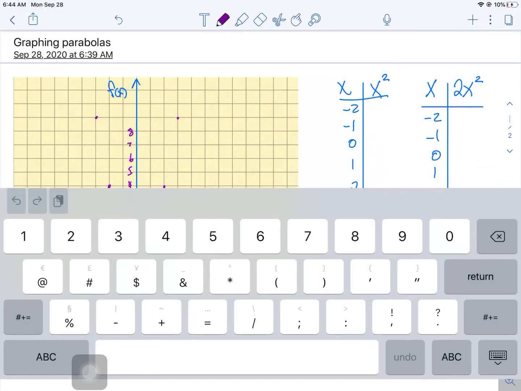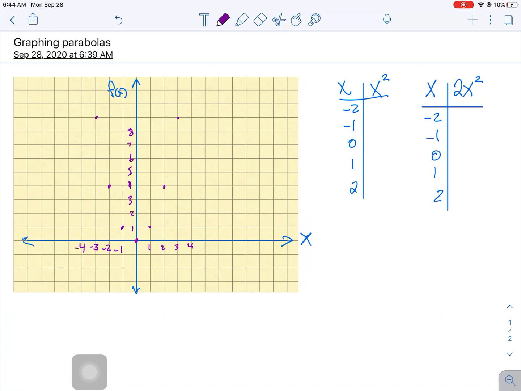Welcome. I want to go through some points on graphing parabolas. Parabolas are quadratic, so x squared and 2x squared are quadratic expressions. First thing, we'll plug in some values. Graphing is always good to start with some table values.